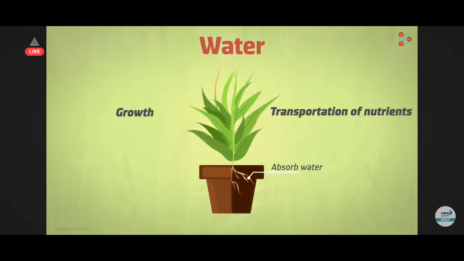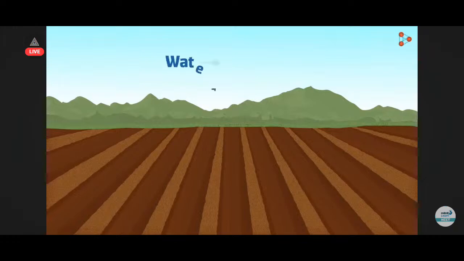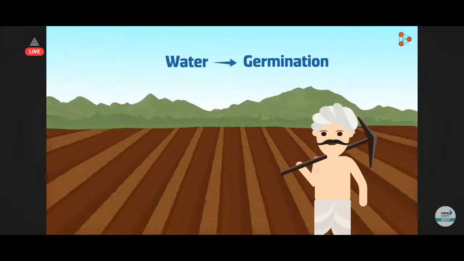How do plants get their water? The roots help the plant absorb the water from the soil. It indicates that moist soil would mean a continuous supply of water to plants. Do you know that the plants need water right from their germination? Have you heard people say that the seeds will wither away if there is no water? After sowing, seeds need water to germinate, and that's precisely why farmers sow seeds before the rains.